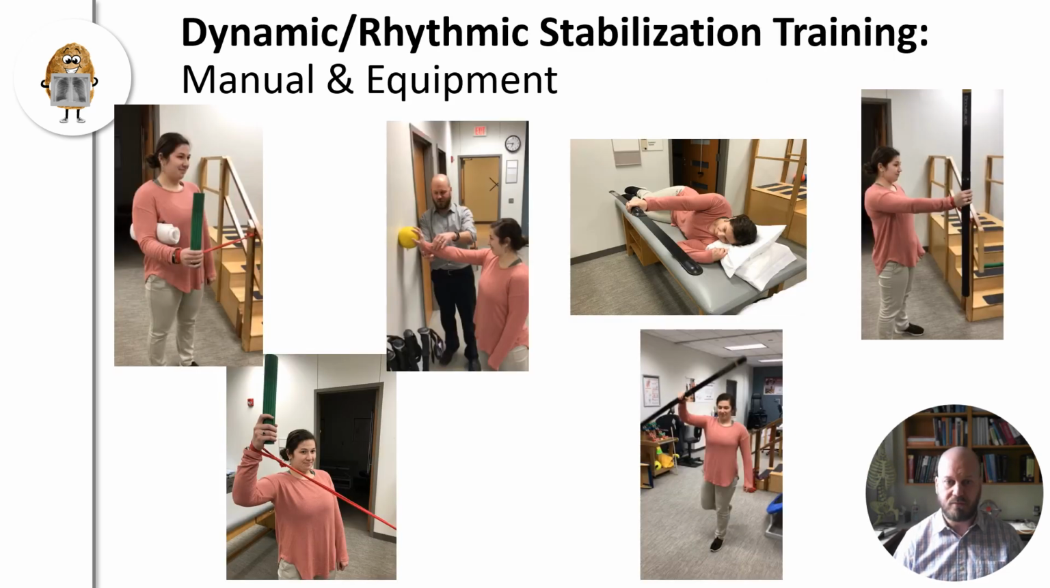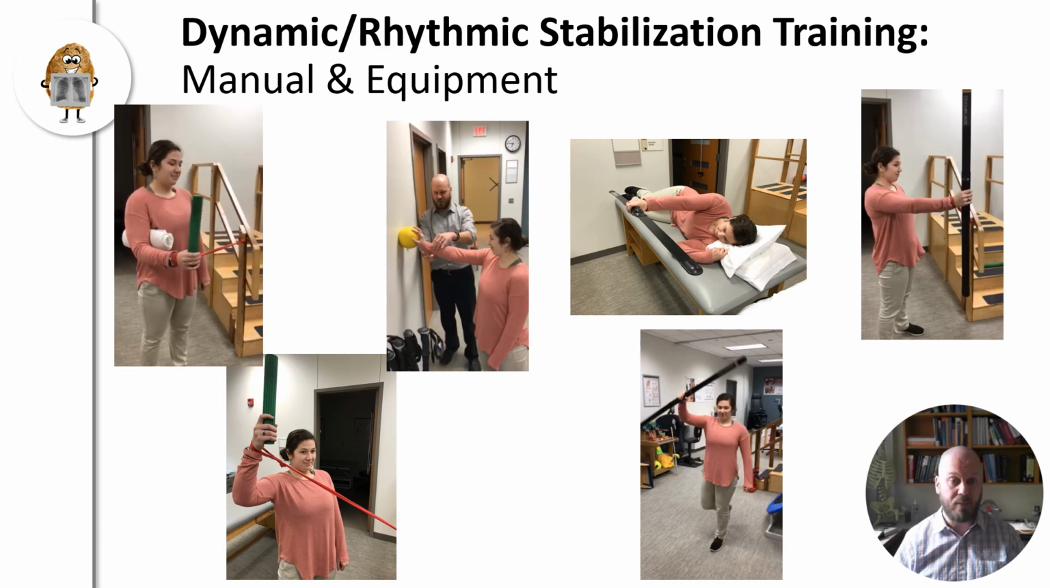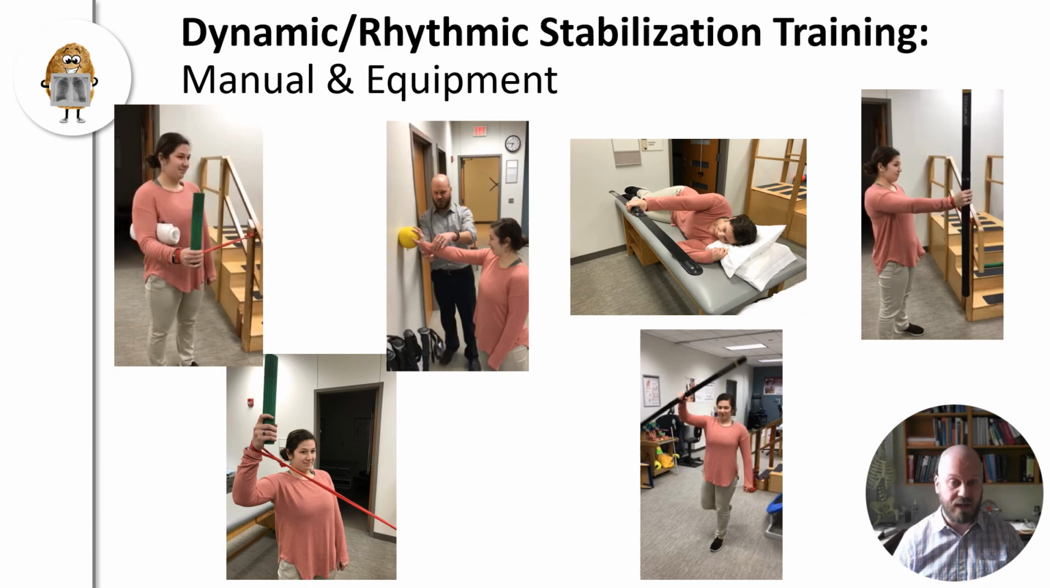This next slide shows some different equipment that we use for dynamic or rhythmic stabilization of the glenohumeral joint. This first technique, we call it ER oscillation. So you're getting rapid internal external rotation, or the shaky stick is another name that we use in the clinic.